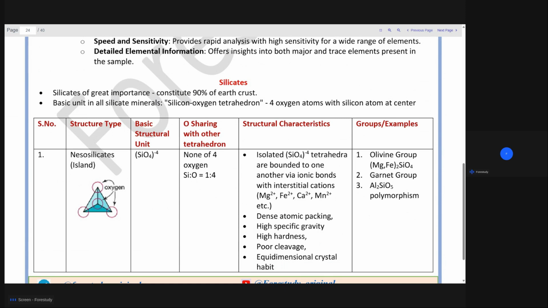So the basic unit in all silicate minerals is the silicon oxygen tetrahedra. This is a silicon oxygen tetrahedra where four oxygen atoms are bonded with one silicon atom at the center. How does this look? It will look like this.